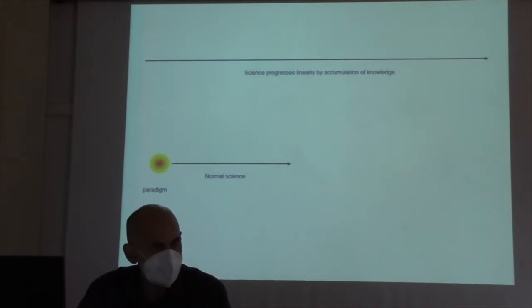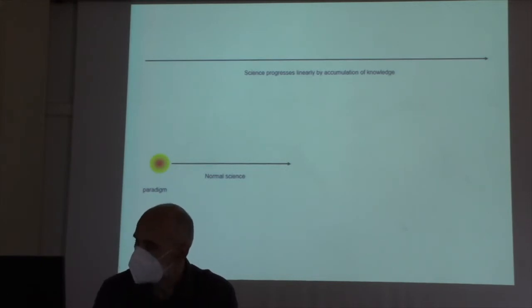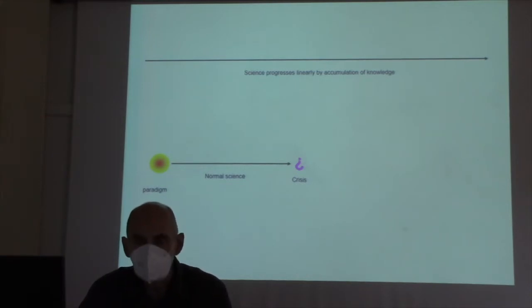It so happens that every once in a while, science is shaken by crisis. The crisis, of course, is when there is an accumulation of observations which do not fit the paradigm. Now, notice the first difference with Kuhn, with Popper, sorry. Popper thought, on a logical basis, that one single observation contrary to a current theory would make the theory fall.